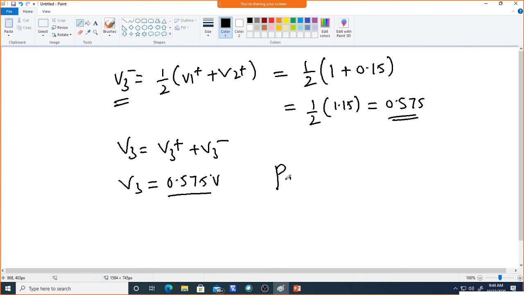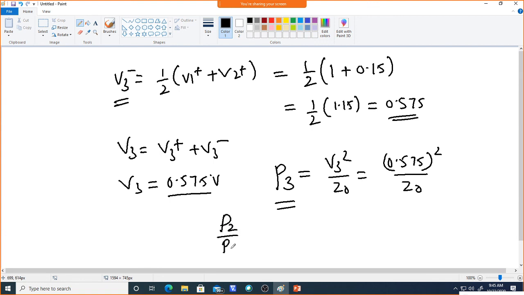Now we need to find out what is the power going to P3. That is V3 square by Z0, which is nothing but 0.575 square divided by Z0. So this is the value of P3. Okay, now we have found out P2 and P3. Now we have to take the ratio of P2 and P3. So our ratio, P3 by P2, we can take.